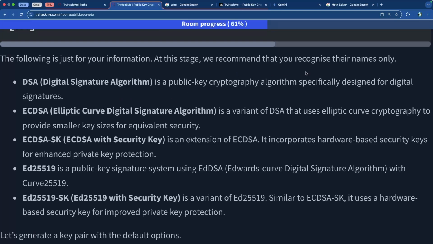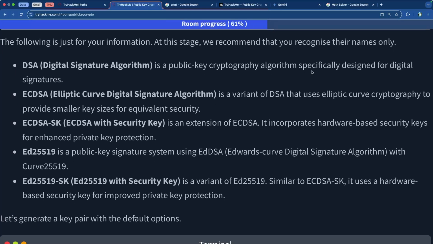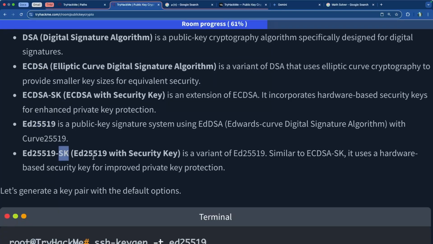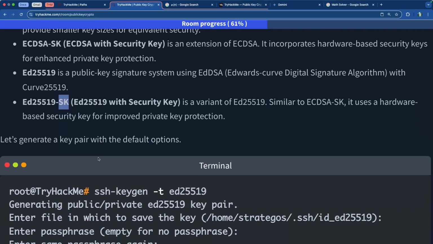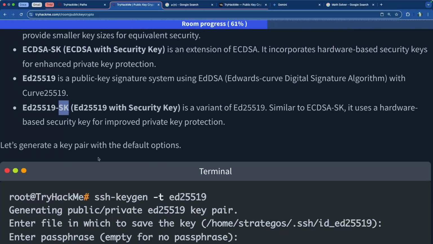We recommend that you recognize these by their names only. You don't need to go through all of this stuff and try to figure out exactly what it is. So DSA is the Digital Signature Algorithm. There's ECDSA, there's ECDSA-SK, there's ED25519, and then ED25519-SK. So these are just a few of the algorithms that we have over here.